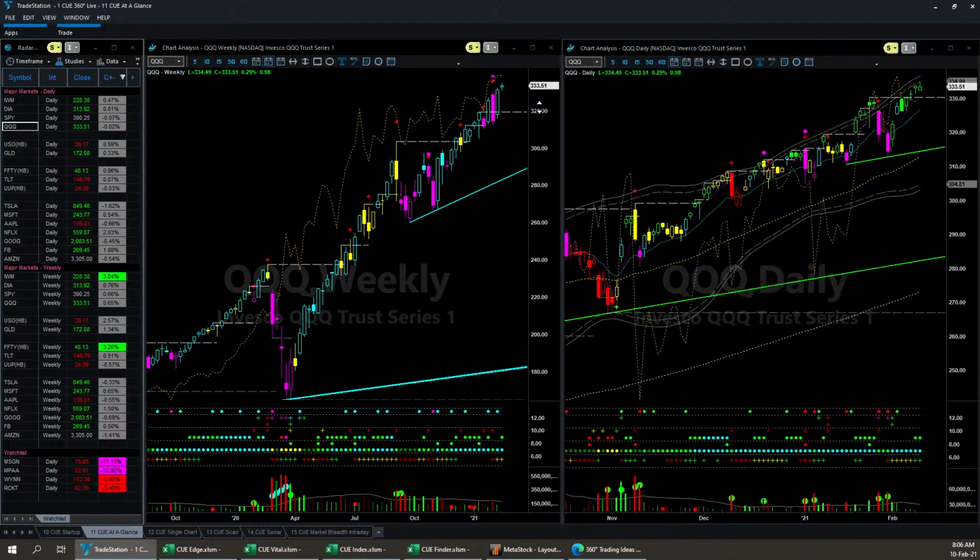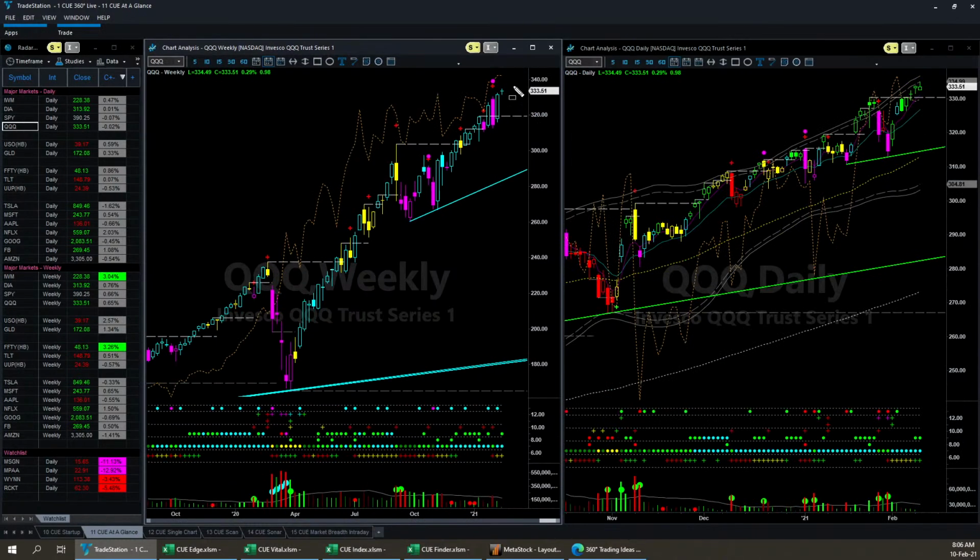QQQ. So far this week's candle is doji shape. In the daily it is near the upper boundary. Overbought, bullish but overbought again.